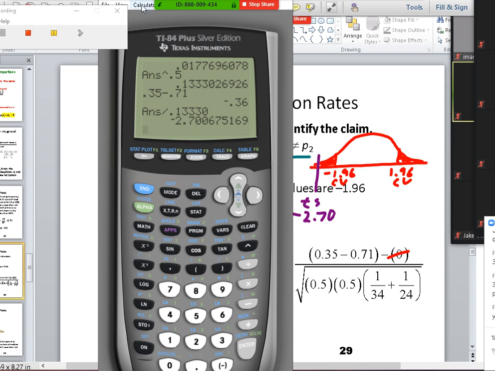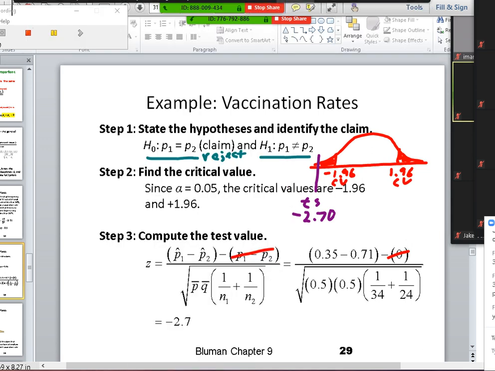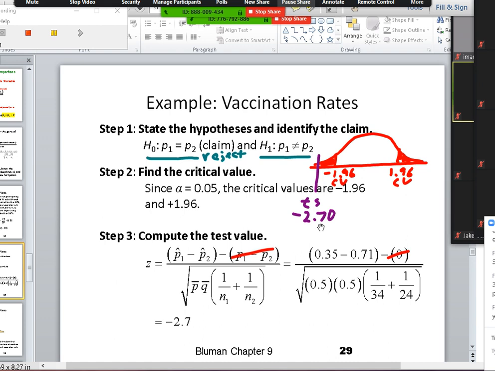And if you're not sure where it goes, you can always make sure they have the same number of decimal places, and then just make them whole numbers. Negative 270 is to the left of negative 196, so it goes over here. And you can see it's totally in the rejection region. So I'm totally going to reject H naught. It's guilty. I have enough evidence in this guilty region.